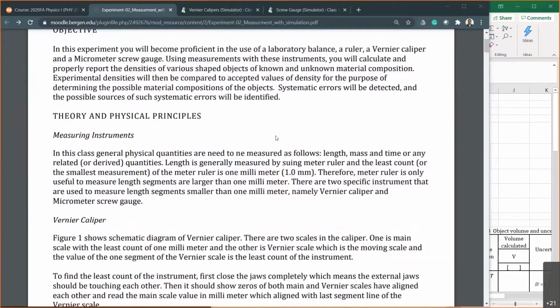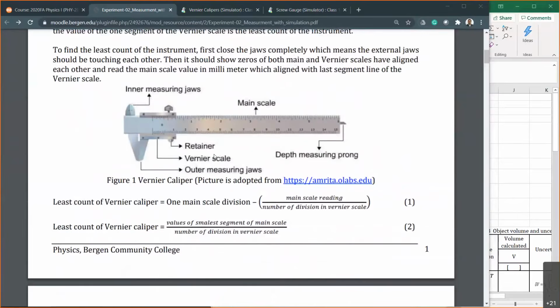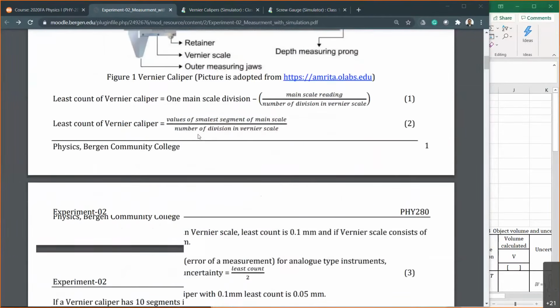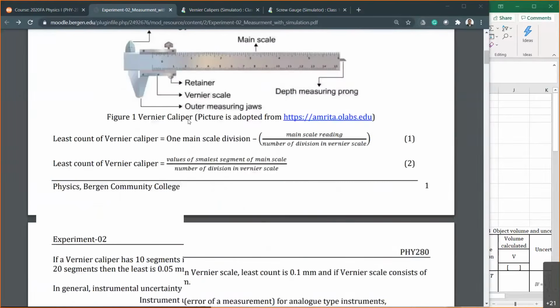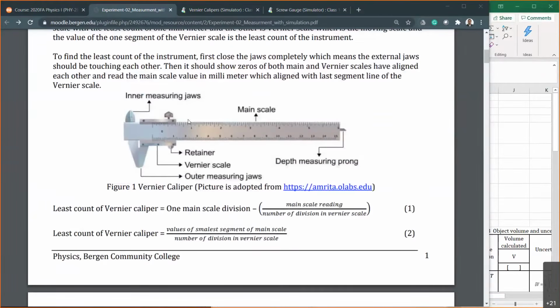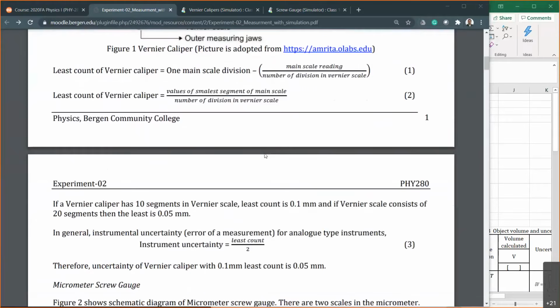So there are two simulations we're going to use today. One is for the instrument called the Vernier caliper. Some of you might have come across it at the high school level. And the other instrument is called the micrometer screw gauge. Both of these instruments can be used to measure very small measurements such as 0.1 millimeter, 0.01 millimeter, and sometimes down to 0.001 millimeter accuracy.